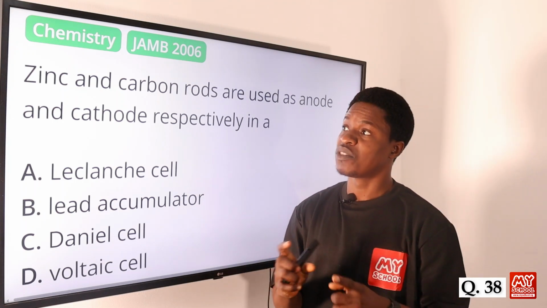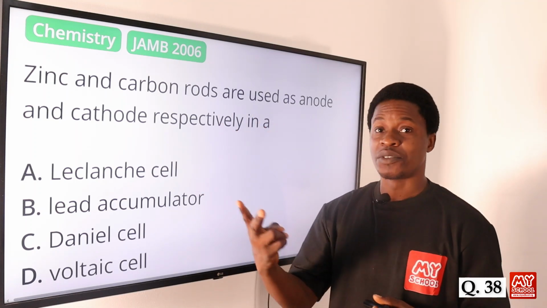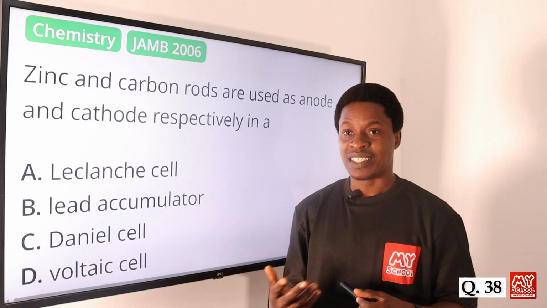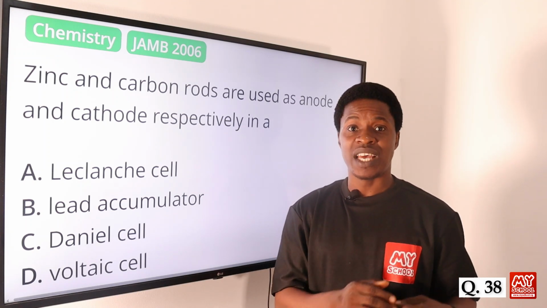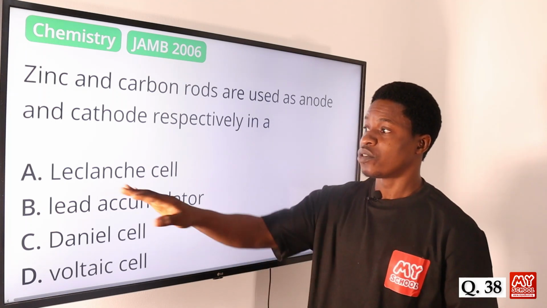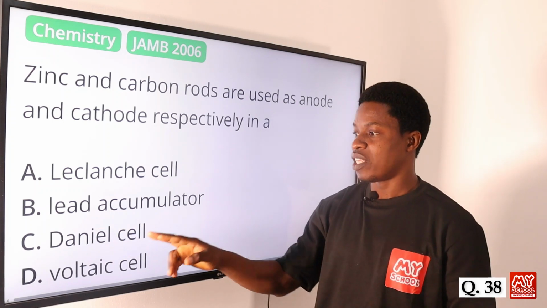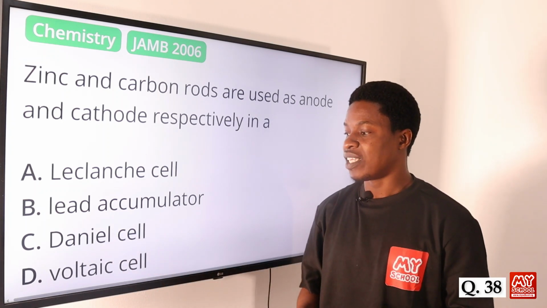You must know the difference between the two of them. When we talk about cells, usually we know that two cells will make a battery. They transform chemical energy into what? Electrical energy. We use that. That's what cells do. With the first one, we're talking about the Leclanche cell. We have the lead accumulator. We have the Daniel cell. We have the voltaic cell.